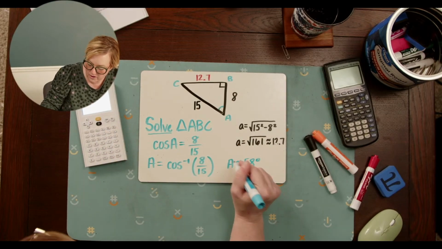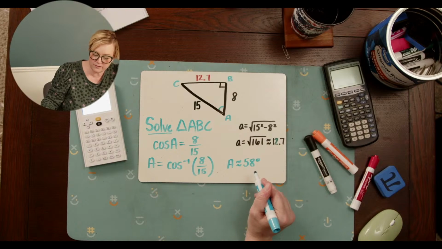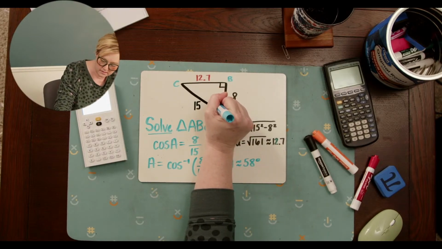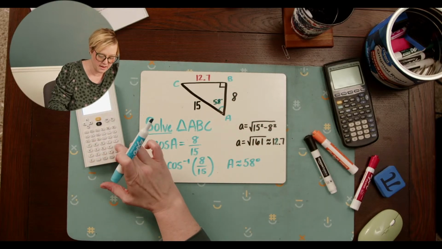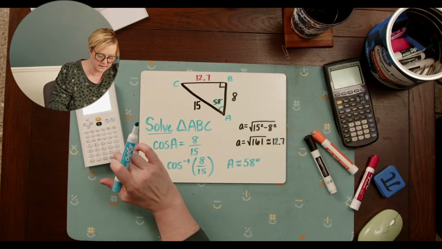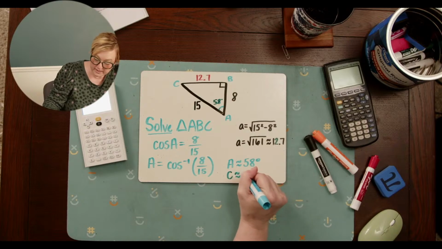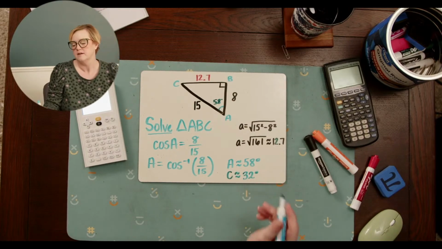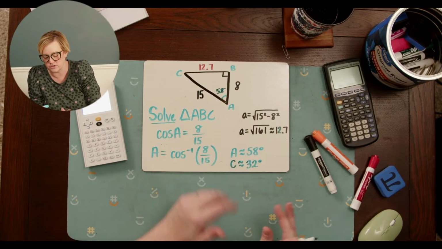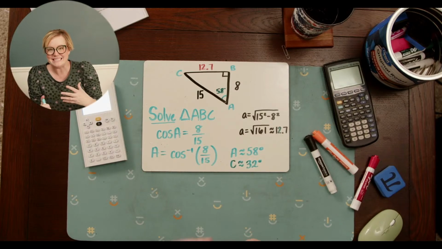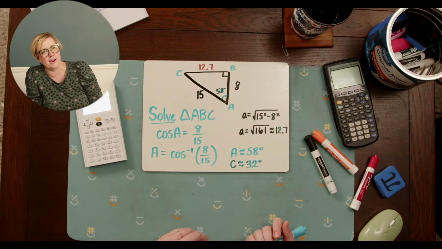Okay. Now, if angle A is 58 degrees, and these three need to add up to 180, I'm going to do 180 minus 90 minus 58, and I get 32 degrees. So I know that angle C is approximately 32 degrees. Okay, now I'm saying it's approximately because I know I rounded 58, so I'm going to round also. It's not exactly 58 degrees. It's not exactly 32 degrees, but it is really hard to work with fractions of a degree.